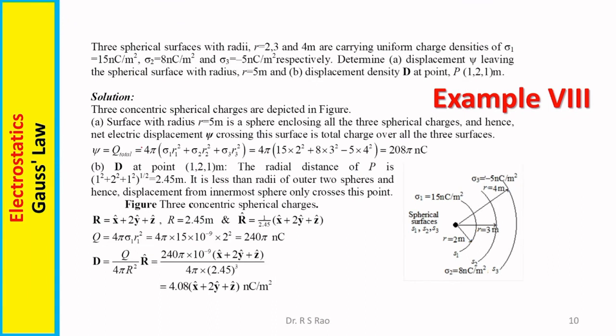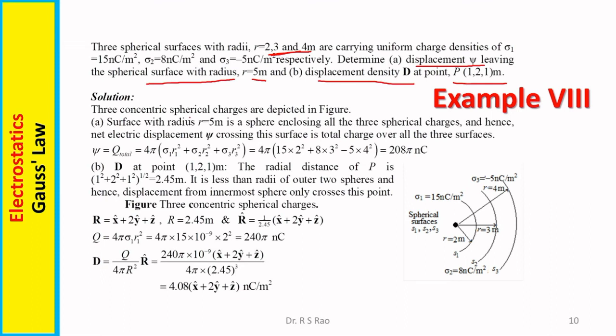Another problem: three spherical surfaces with radii equal to 2, 3 and 4 meter. The previous problem was with cylindrical surfaces. This problem is very much similar to the previous problem. The main difference is here we consider spherical surfaces. They are carrying uniform charge densities sigma 1, sigma 2 and sigma 3, given. Determine the displacement psi leaving the spherical surface with radius r equal to 5 meter, and the displacement density D at point P (1, 2, 1) meter.